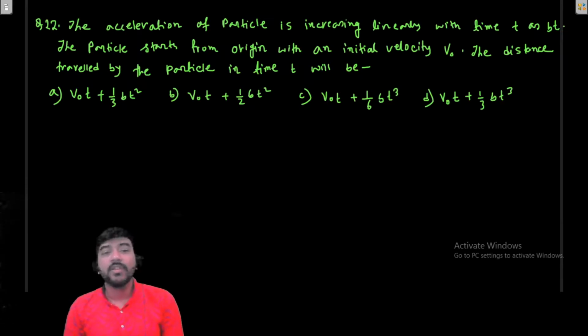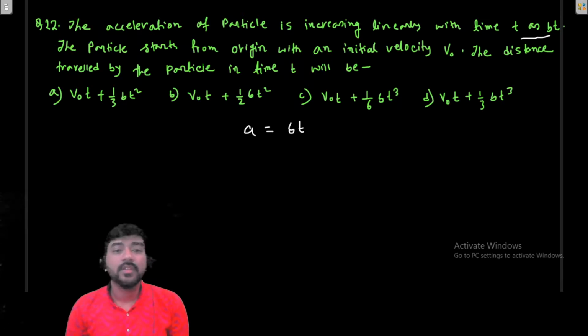The acceleration of a particle is increasing linearly with time t as bt. So here acceleration A is given in terms of bt. The particle starts from the origin with an initial velocity v0. So at t is equal to 0, the particle has a velocity v is equal to v0. The distance traveled by the particle in time t. Okay, so what will be the distance? So you need to find out the velocity first. So if a is equal to bt, then obviously dv/dt is bt.